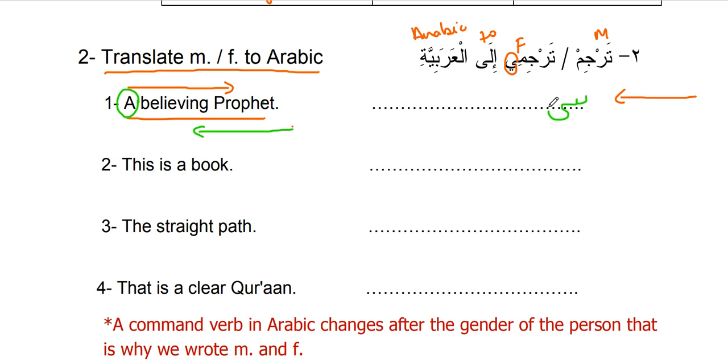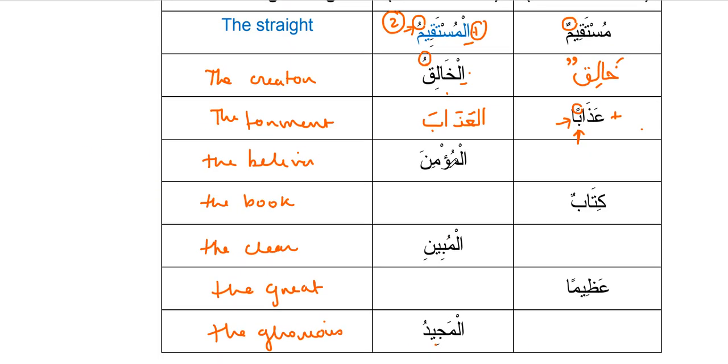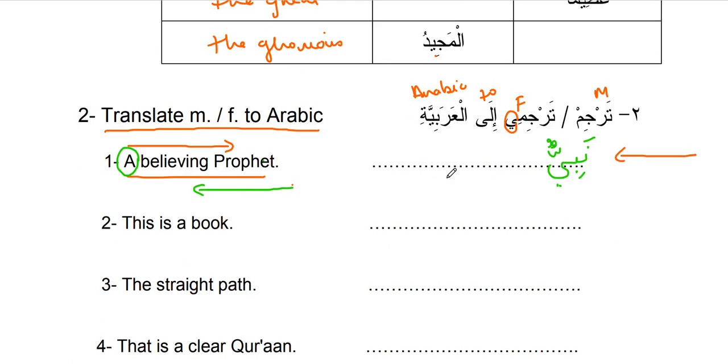So what should I take here? Nabiyun, noon, ba, and ya. So nabiyun, tanween, nabiyun, and believing. Believing is what? It's a sifa for prophet. What kind of prophet is this? Believing prophet. So what do you call a believer in Arabic? Mu'min. Right? So now you will put the sifa for Nabi.